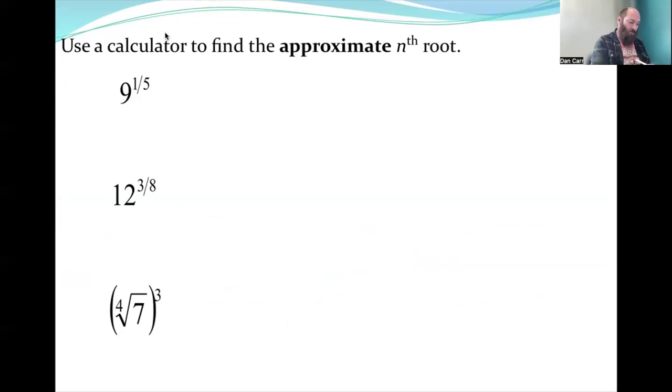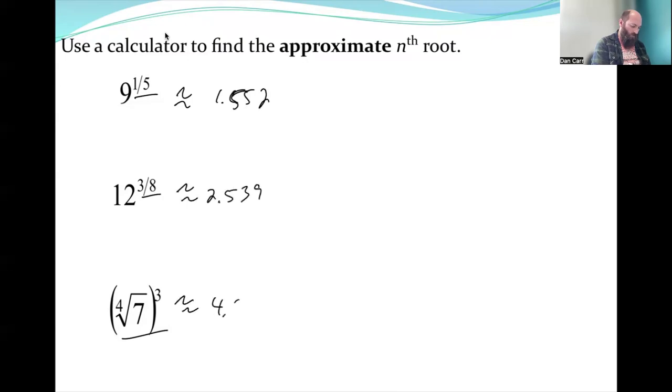Okay. So using a calculator to find our approximate roots here, we're just going to plug this in. Just make sure you're doing a rational power there and there. And then you can do your 4th root and everything there on that one. So plugging these in here, this will come out to about 1.552. This one will come out to about 2.539. And this one's about 4.30304. So just double check those on your calculator.